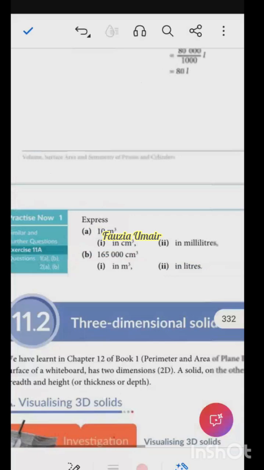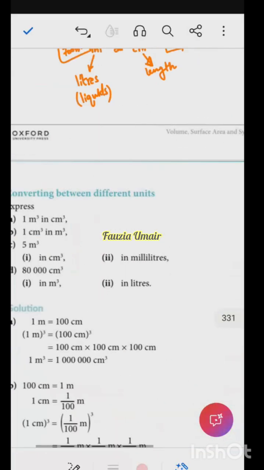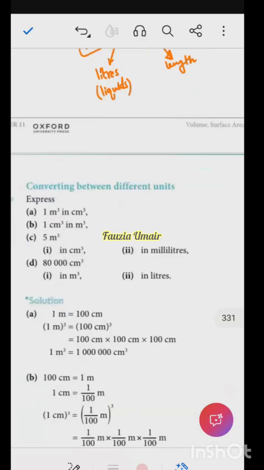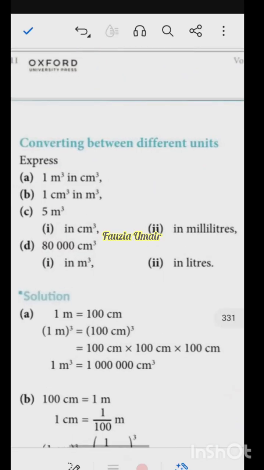These questions. Can you see on your screen, beta? Yes. So the question is convert between different units. So we need to remember that. Achha, first part is 1 meter cube in centimeter cube. So meter to centimeter, how did we go? Going to a smaller unit.